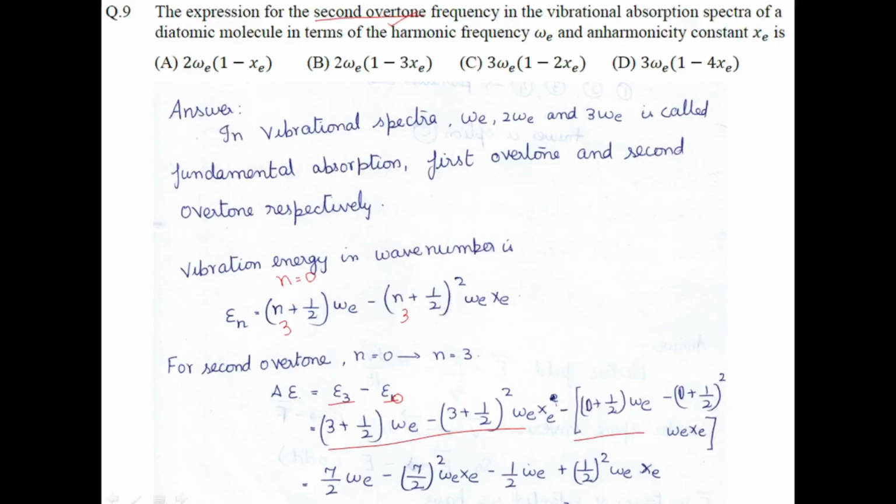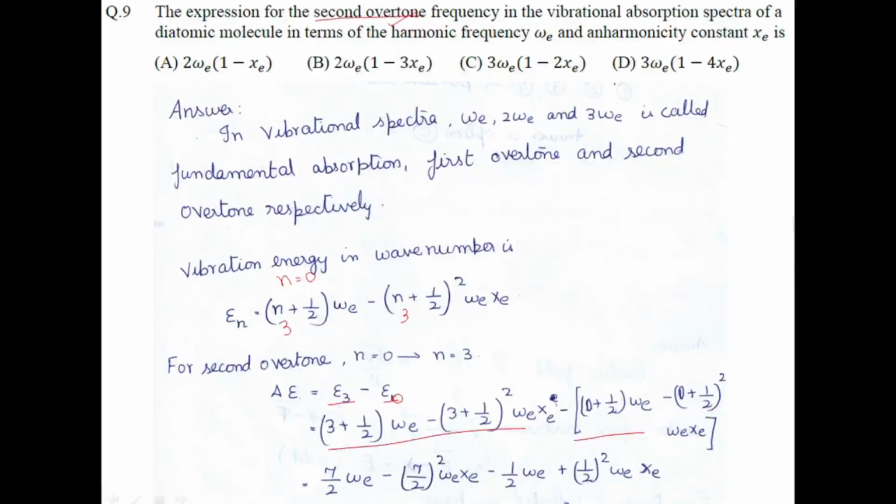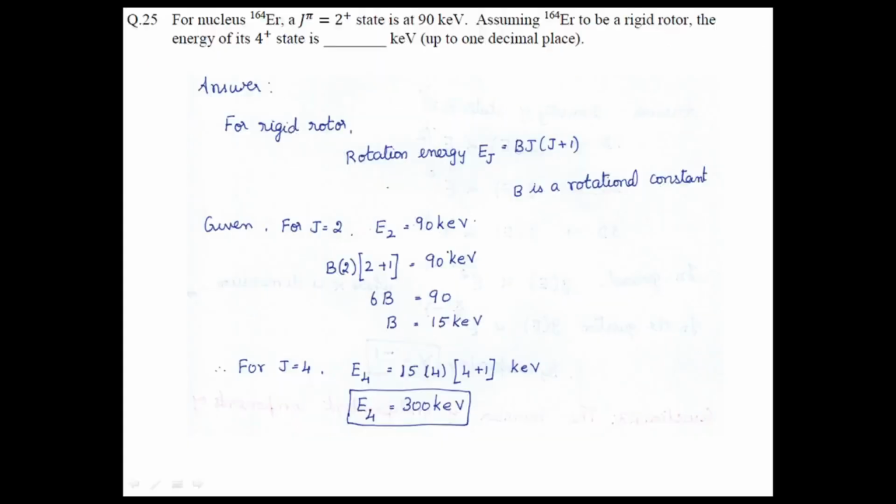By simplifying it, we get 3 omega e minus 12 xc omega e. 3 omega e can be taken as a common term, so you will get 3 omega e (1 minus 4 xc). Now if you see the options, the answer is option D.